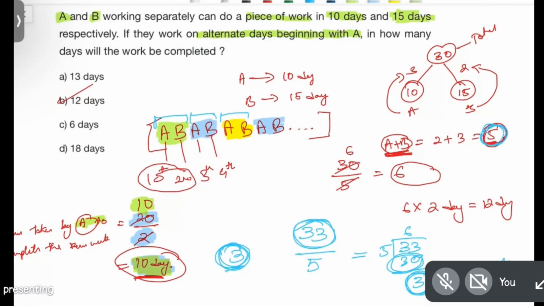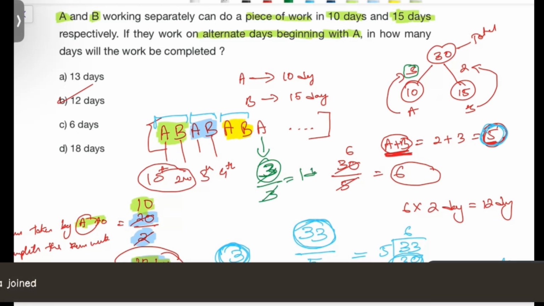Then if there was a remaining 3, what will happen is that A will do the 3 work. Are you getting that? That means A can do how much? In order to complete this 3 work, how many days will A take? A will take only 1 day, because A can do 3 pieces of work in a day. If I cancel this, that means 1 day.